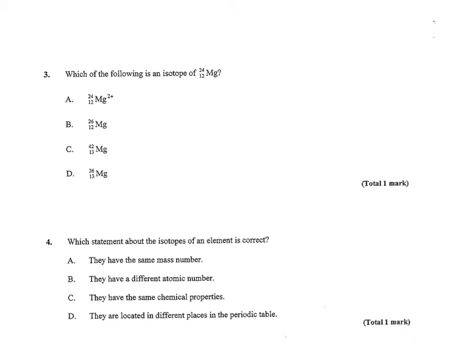Looking at number 3, they want to know which of the following is an isotope of magnesium-24, atomic number 12. Well, remember, what makes magnesium magnesium is this 12. So there is no such thing as magnesium-13 because that's actually aluminum. So then which one's an isotope? Well, the 2 plus is an ion, whereas a different mass or different number of neutrons makes it an isotope.